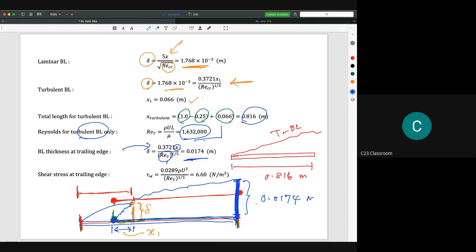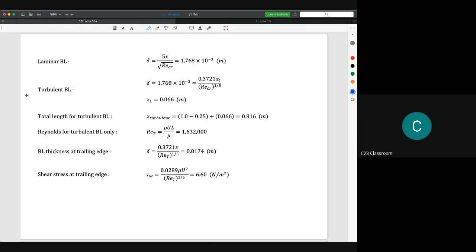Again, we could calculate the shear stress at the trailing edge. We use the shear stress from the 1/7 power law boundary layer. So we get this tau wall, and as we substitute all the values, with the Reynolds number being these numbers, we get tau equal to 6.60 Newton per meter square.